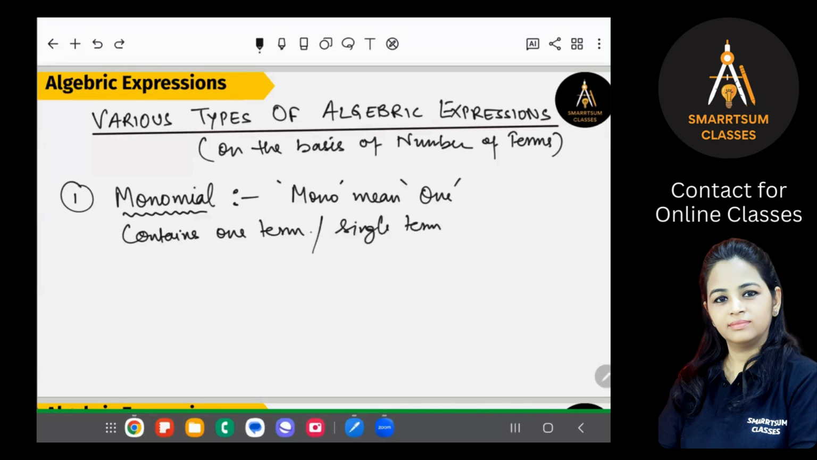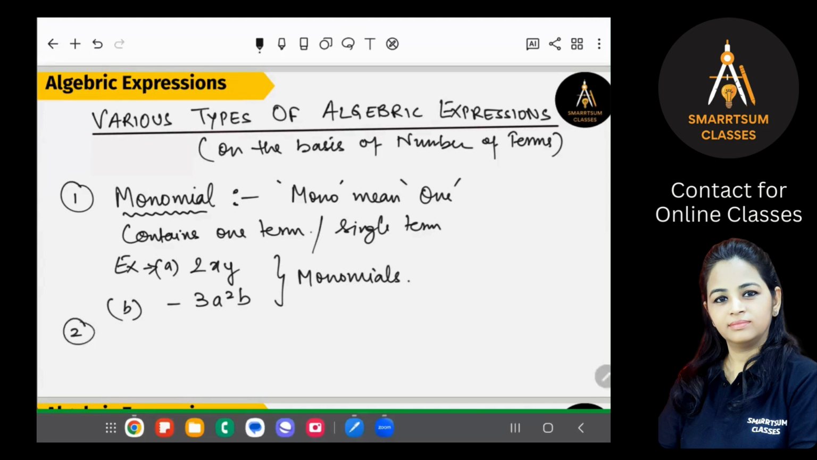Is that clear? For example, suppose you have 2xy, or minus 3a square b. So you can see that there is only one term within both of these algebraic expressions. So what kind of algebraic expression are they? They are monomials. So these are monomial algebraic expressions. Now, the second type of algebraic expression is binomial.